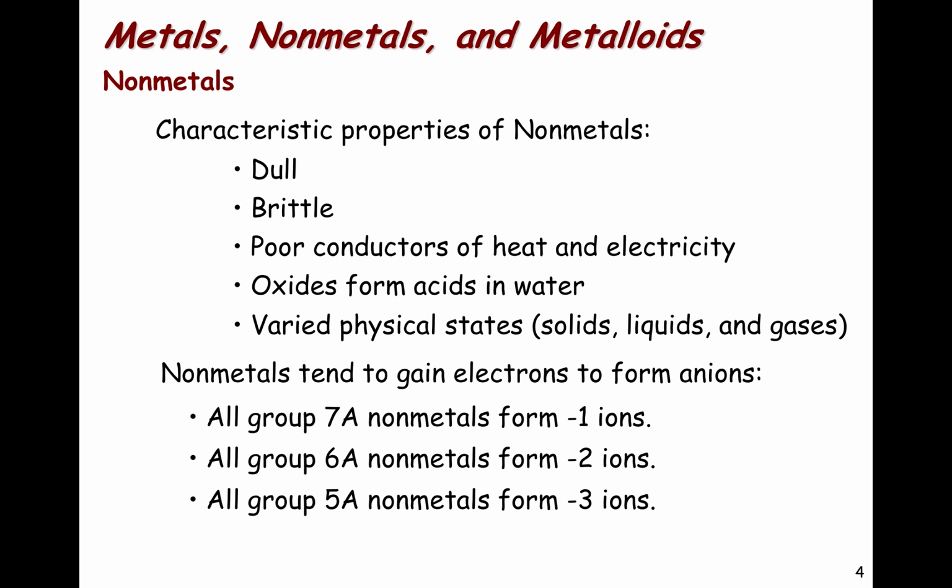Likewise, the group 5A nonmetals, things like nitrogen and phosphorus and arsenic, tend to gain 3 electrons to form 3 minus ions, forming these closed shells, which are very, very stable.